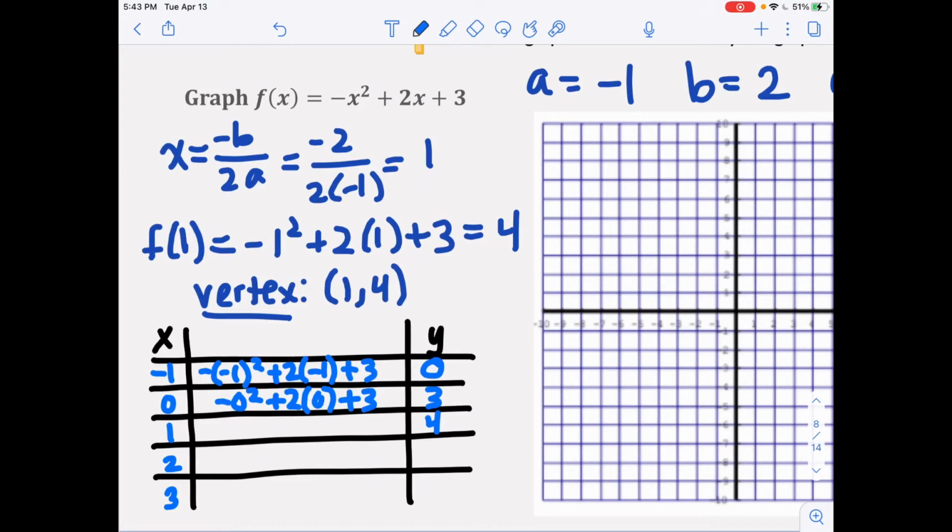So I'm going to input in 2. We've got negative 2 squared plus 2 times 2. Remember, you don't need that parentheses around that initial 2 because that power of 2 only belongs to the x. You get negative 4 plus 2, all right, plus 4 plus 3, that gives me 3. Then we're going to plug in 3, negative 3 squared plus 2 times 3 plus 3, so that's negative 9 plus 6 plus 3, that gives me 0.